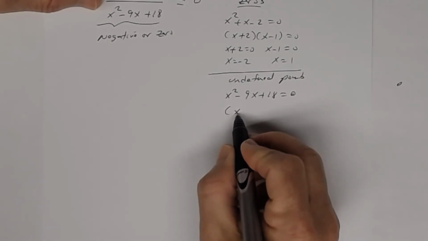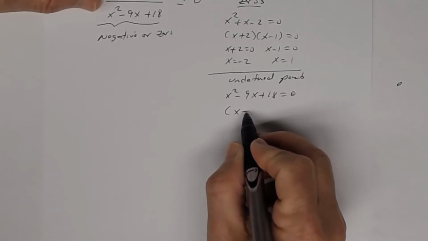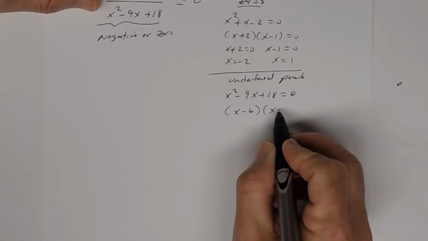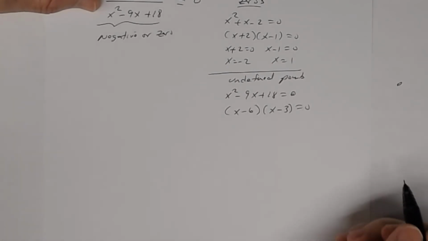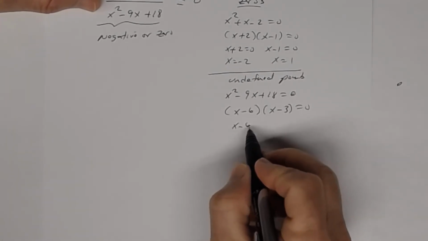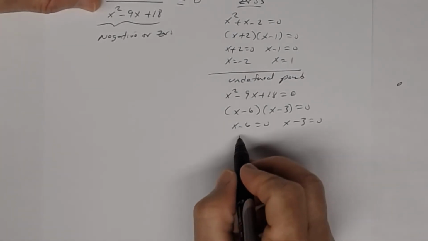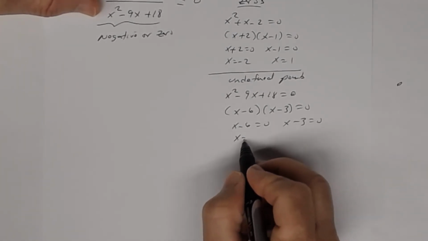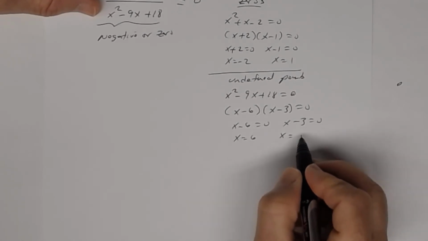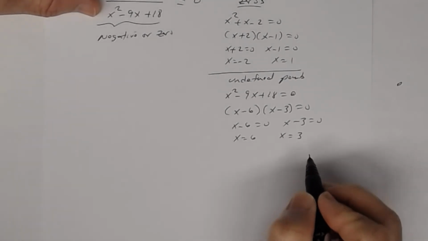And so I get x minus 6 times x minus 3 equals 0. Set each factor equal to 0, and then solve each linear equation. So x minus 6 is 0 when x is 6. X minus 3 is 0 when x is 3. So those are your undefined points.